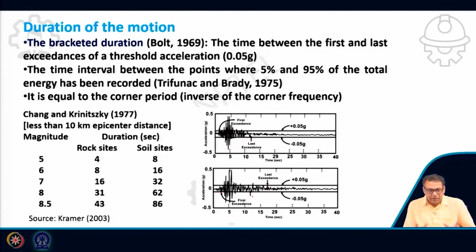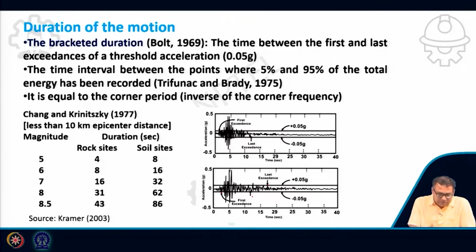So you can define the duration of motion in different ways, but among all these, the bracketed duration definition is generally more acceptable, and we use that. Okay, so that means the bracketed duration.